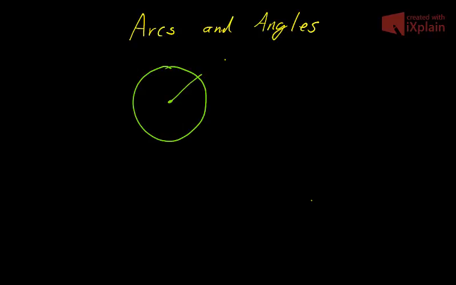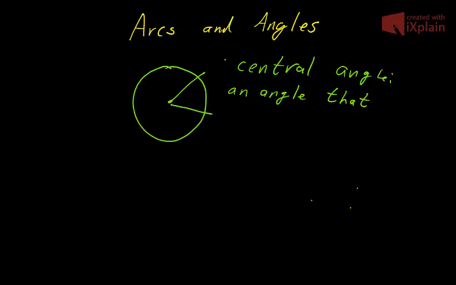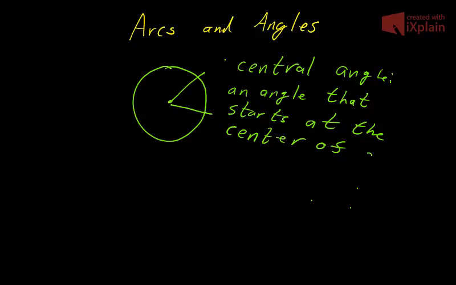If I start from the center of a circle and draw an angle, then I have a central angle. So a central angle is an angle that starts at the center of a circle. So that's fairly self-explanatory. Central angle starts at the center. I feel like that makes a bit of sense.